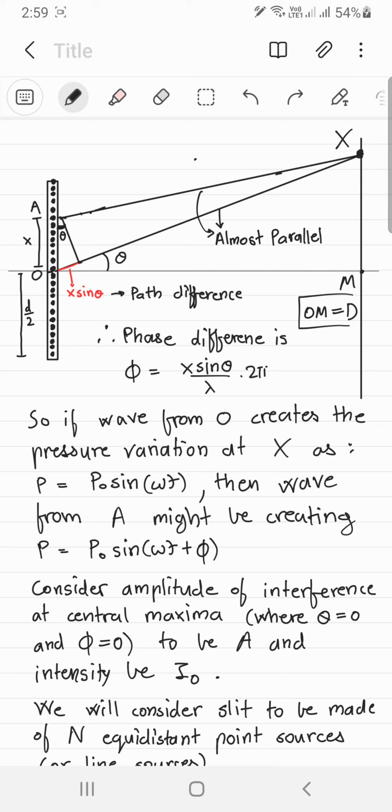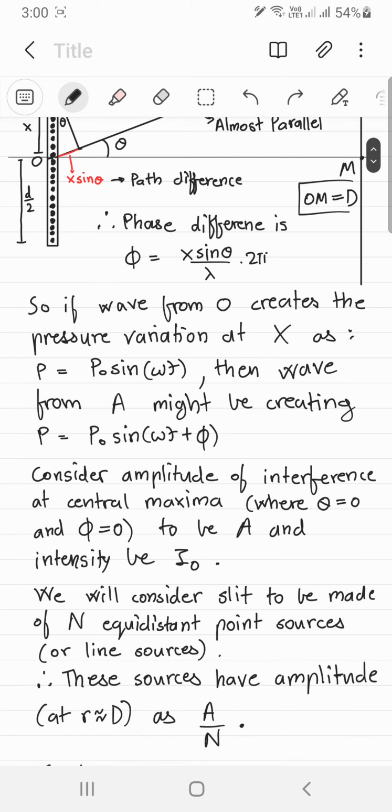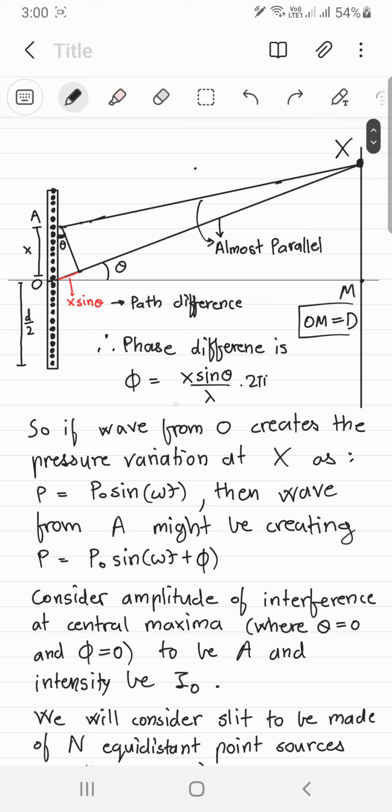Okay, so from that we can figure out what the phase difference should be. So the phase difference will be x sine theta times 2 pi by lambda, where lambda is the wavelength of whatever light is falling on the screen. So if wave from O creates the pressure variation at x, so in this case we are considering sound waves, I think. You can consider light waves as well, but let's just say that we are considering sound waves and lambda is the wavelength of that sound.